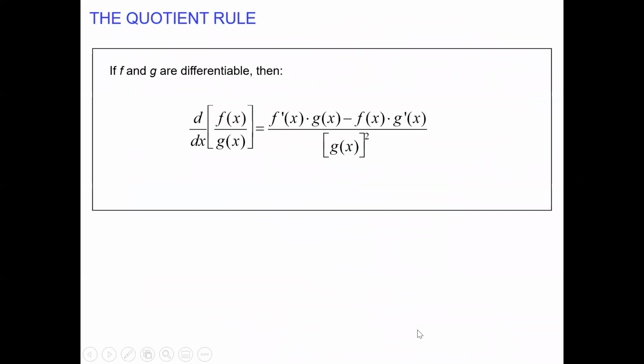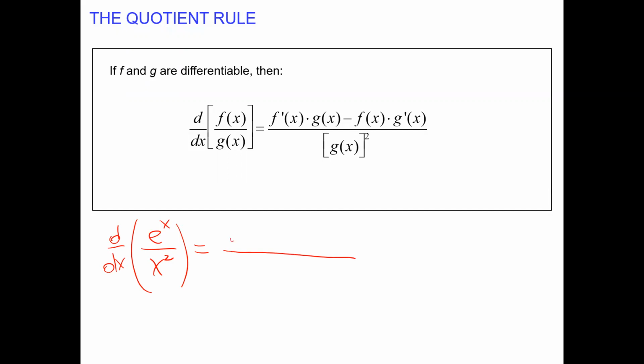Okay, that's the formula. And that's the rule. And please, from now on, when you have the quotient, you will use it. If you can avoid the quotient, we will avoid it. But if we are not allowed to avoid it, like for instance, let's say e to the x over x squared, it's not possible to avoid this quotient, and we would like to differentiate.